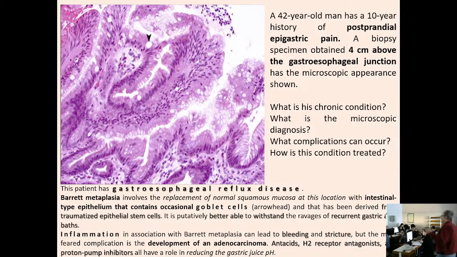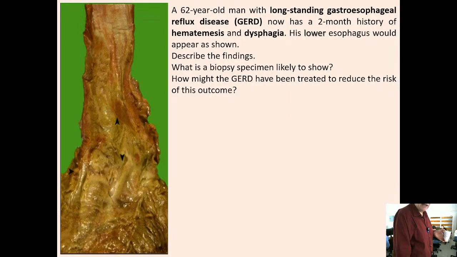But when such an epithelium becomes dysplastic, it may give rise to an adenocarcinoma, because it's glandular metaplasia. This is the case here. This velvety appearance is what Barrett's esophagus looks like.